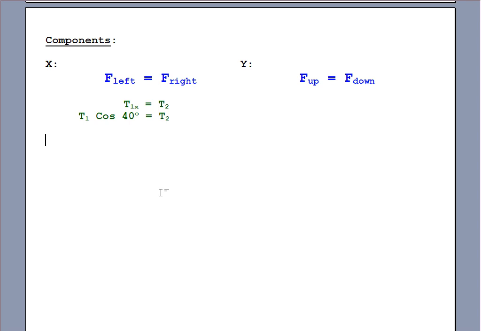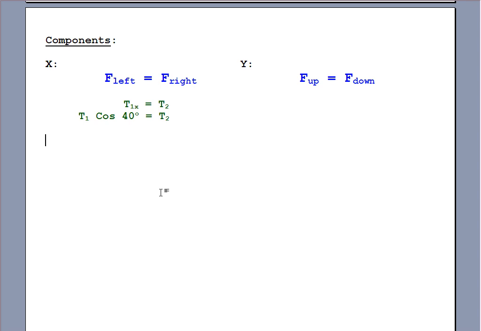And now, again, options. For the left force, it doesn't matter whether you'd prefer to call it the T1x or the T1 cos 40. Whatever works best for you. Be open-minded. Sometimes one way works better than the other. So that equation, that doesn't really tell me much. I can't figure out what T1 is from there.